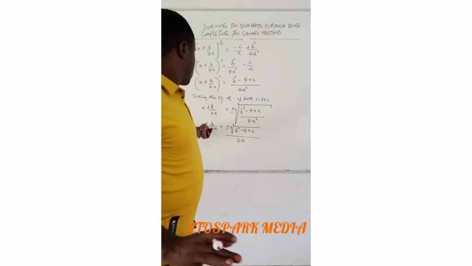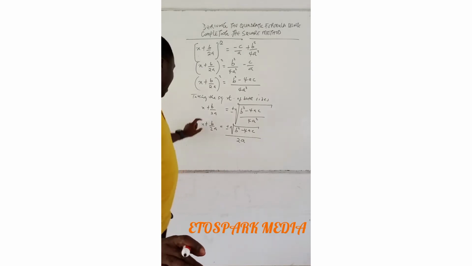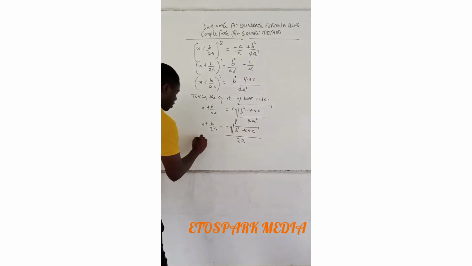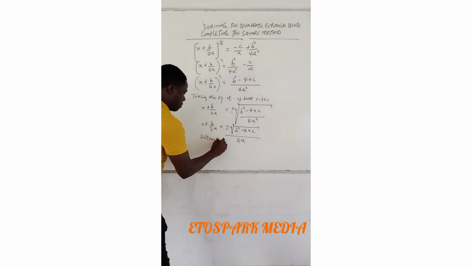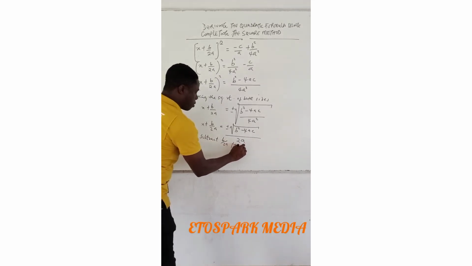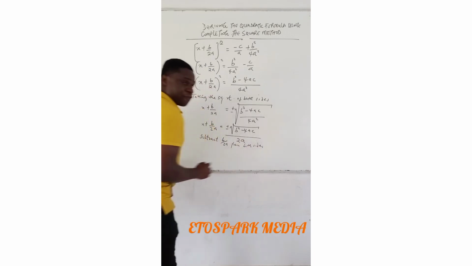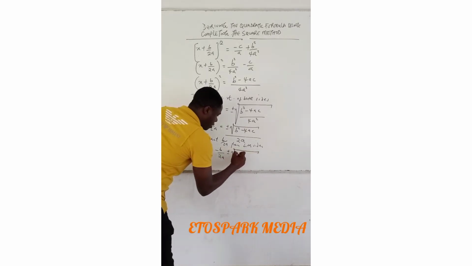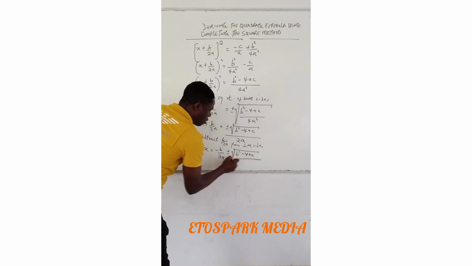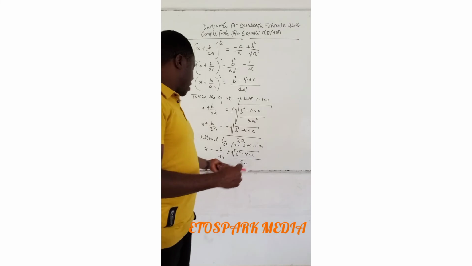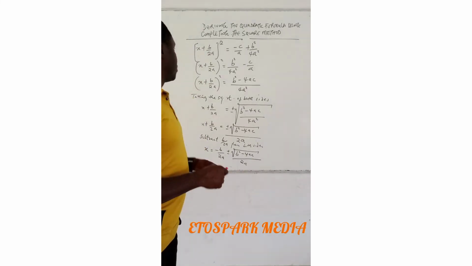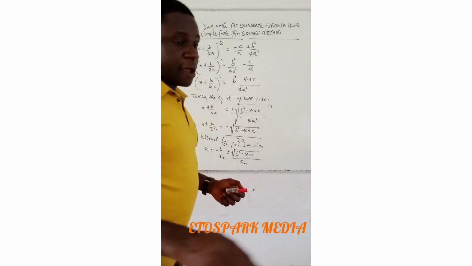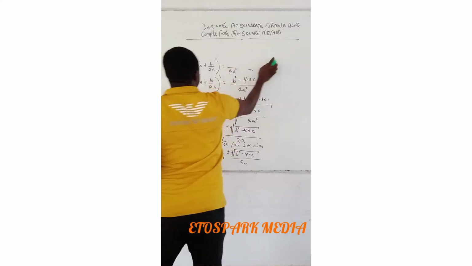Now, we can subtract b over 2a from both sides to make x the subject of the formula. So if we do that, this is what we have. X is equal to minus b over 2a plus or minus the square root of b squared minus 4ac all over 2a. Now, this is an algebraic fraction that could be simplified by taking the LCM of the denominators and then using it to divide and multiply.